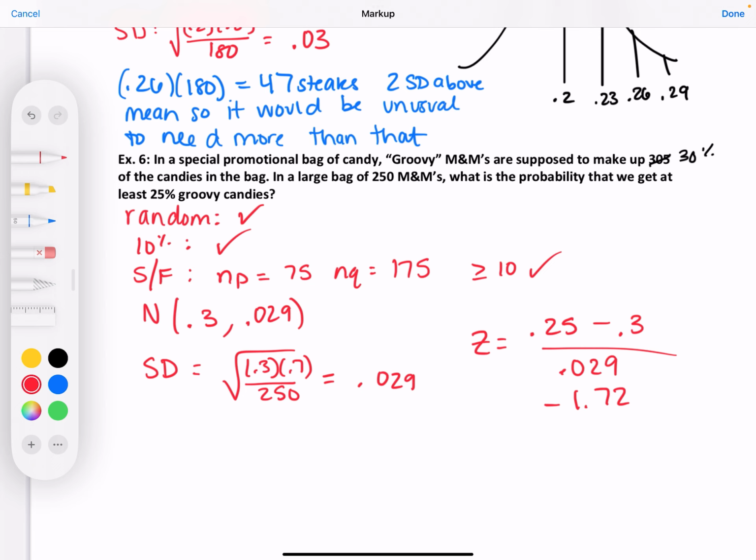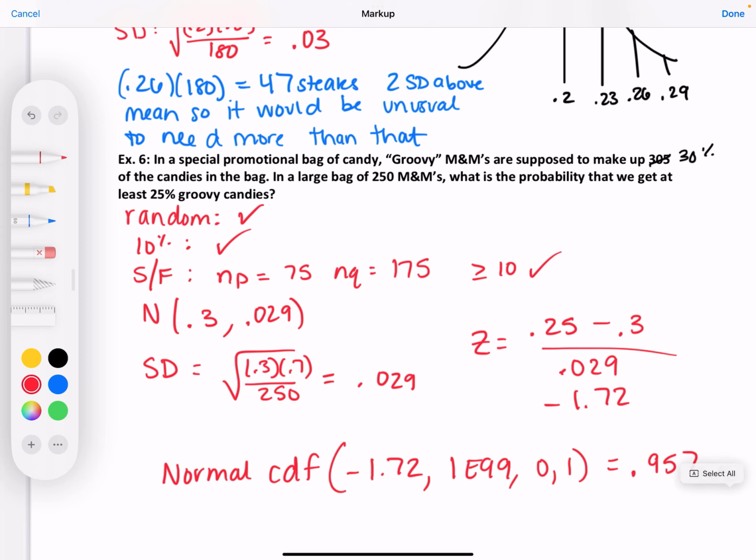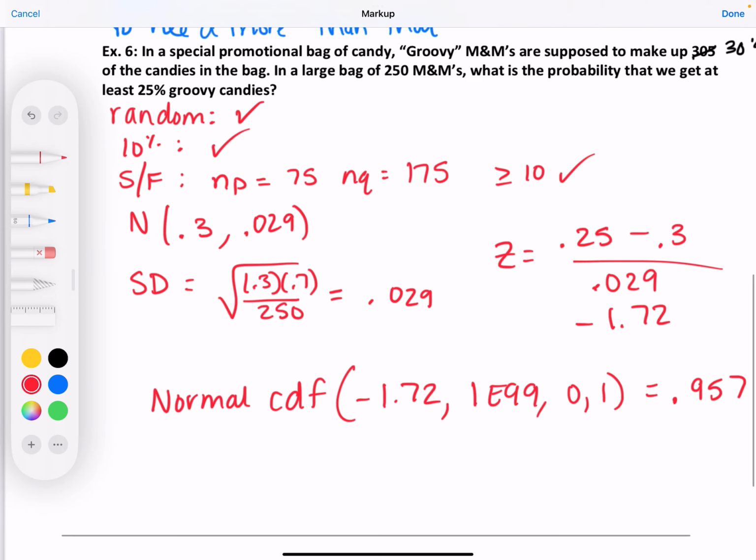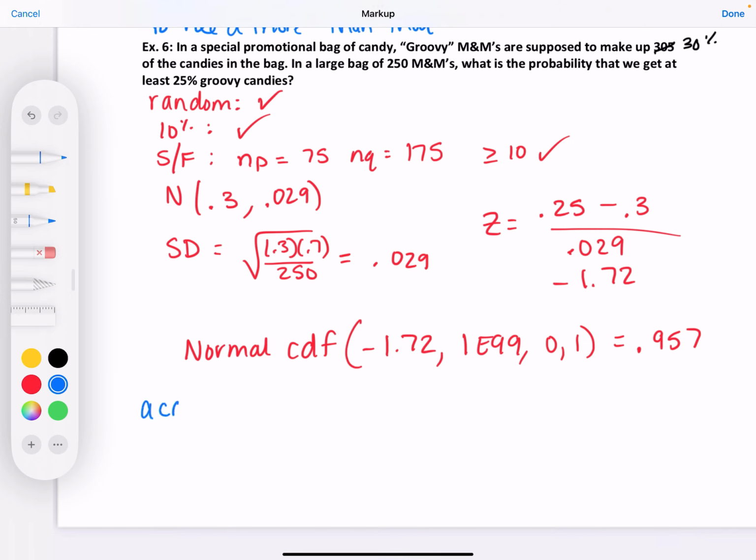And it wants the probability that we get at least 25% Groovy candy. The last question, we were just wanting to know how many were 2 standard deviations away. In this one, we're going to need normal CDF of minus 1.72, 1E99, 0 and 1. So minus 1.72. That ends up being 0.957.